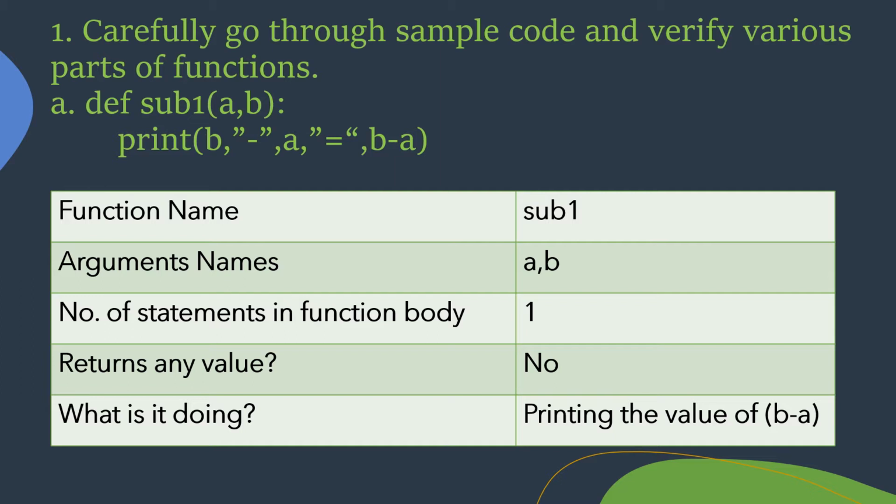And what is the function doing? The function is accepting two values a and b, and it is doing the subtraction, that is subtracting a from b, and it's printing the value as b minus a is equal to whatever is the value of b minus a, that is printing.